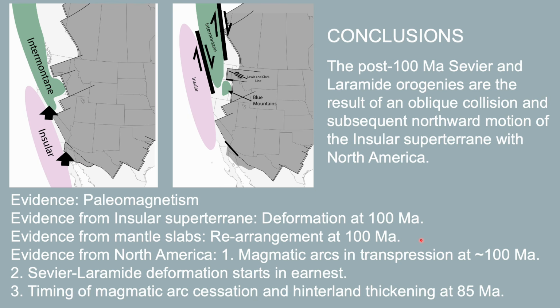There's also evidence from mantle slabs that there was a rearrangement at about 100 million years. And the things that are focused on in the Tikoff et al. paper, in addition to the paleomag, are that the magmatic arcs all go to dextral transpression at 100, that the Sevier and Laramide deformation starts in earnest at this time, and that the magmatic arc cessation and the hinterland timing are both consistent with shutting off of subduction at 100 and then thickening by about 85.